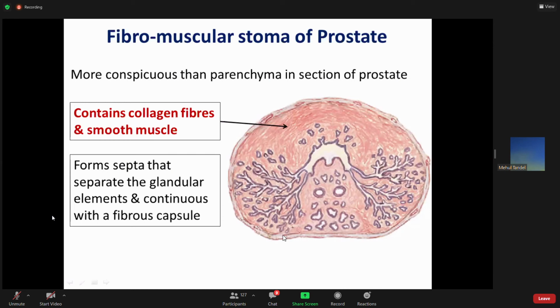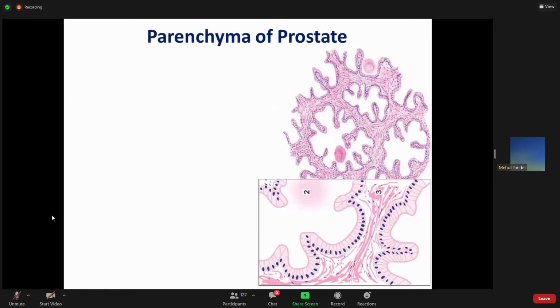It is more in amount as compared to parenchyma, contains both collagen fibers and smooth muscles, and forms the septa that separate the glands and continue with the capsule, the true capsule that we have seen. It is formed by the condensation of stroma. Clear? Now parenchyma. We know what it is: parenchyma is a compound tubulo-alveolar gland. यहाँ पे कैसे लिखा है?